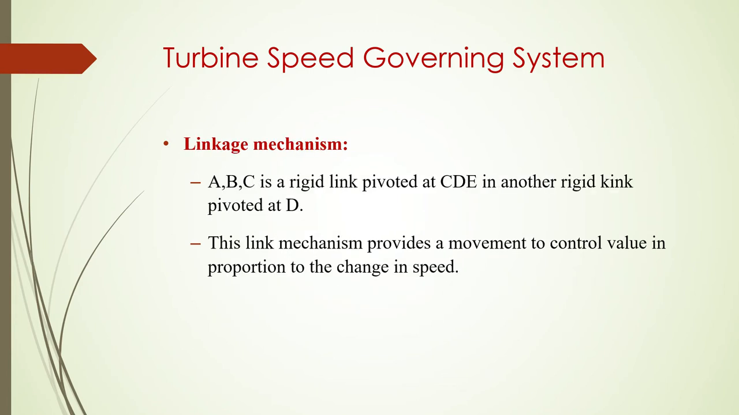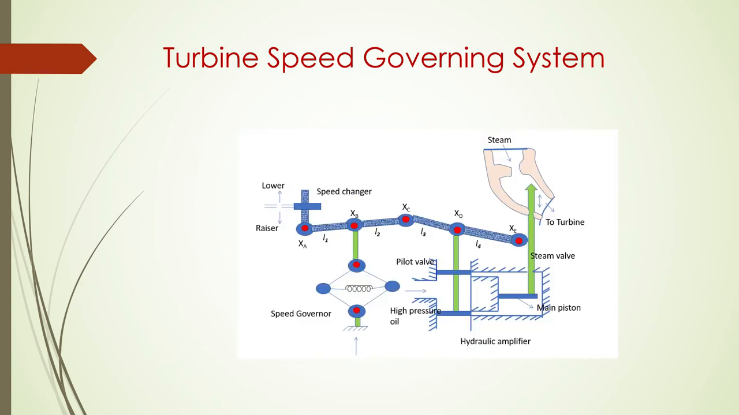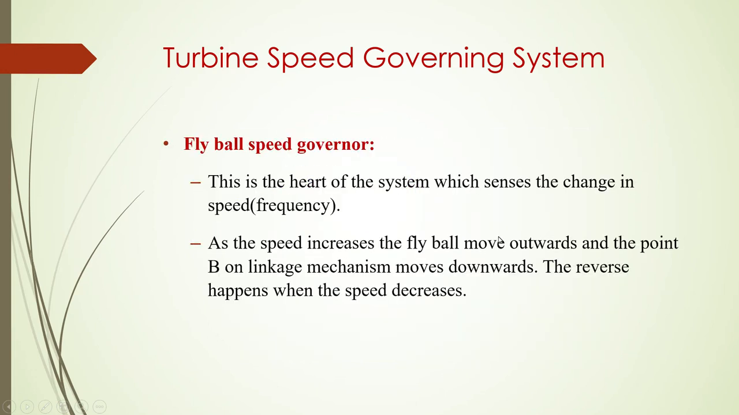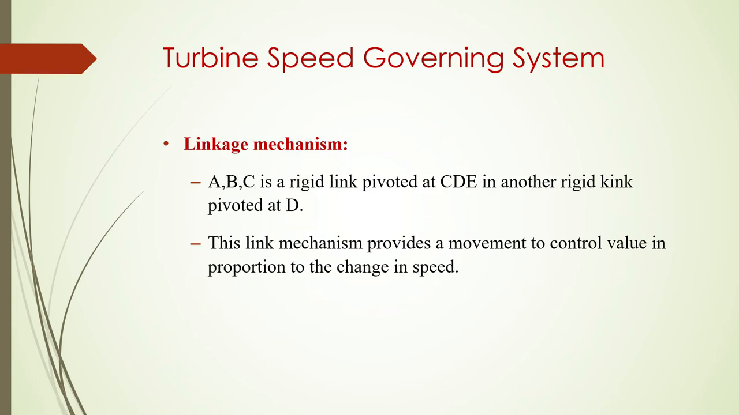Next is the linkage mechanism. ABC is a rigid link pivoted at B, and CDE is another rigid link pivoted at D. You can see A, B, C, D, E in this diagram. So ABC is one link and CDE is another link. This link mechanism will provide movement to the control valve in proportion to the change in speed.